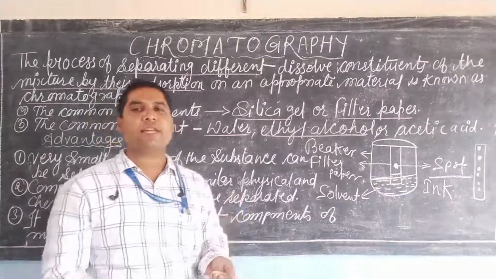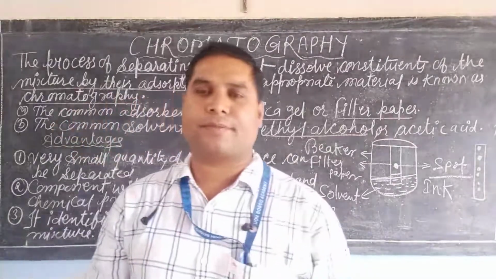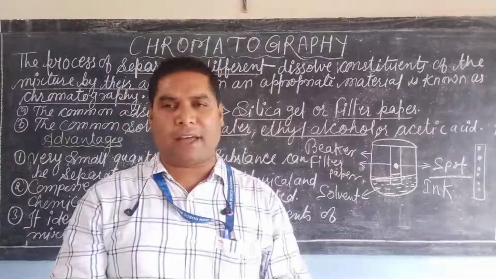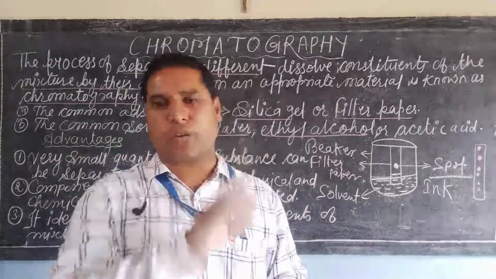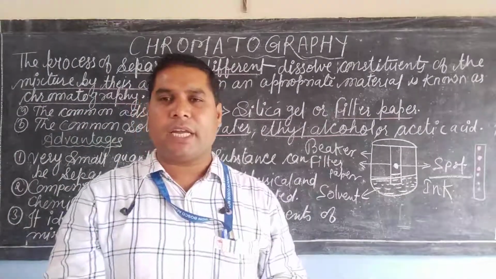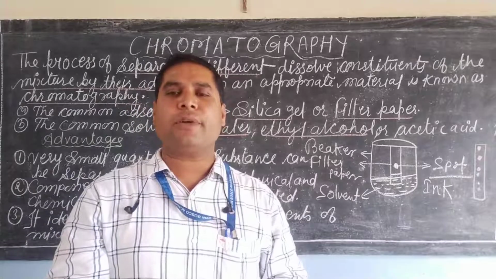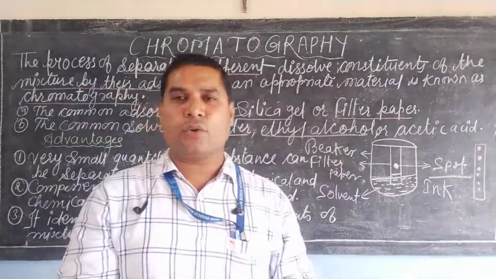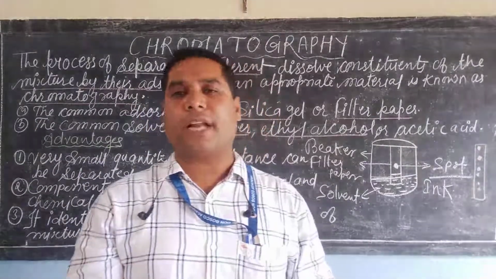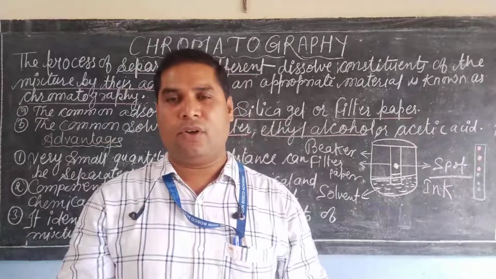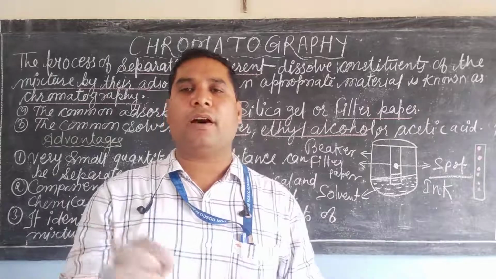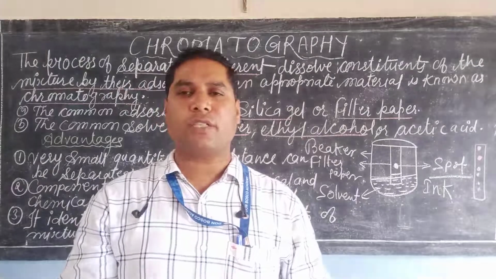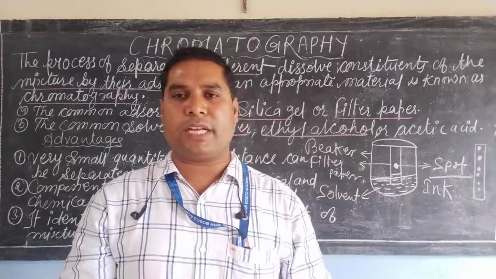Let us know what the uses of chromatography are. Dear student, chromatography is used to separate the pigments of natural color. It is also used in pathological tests to detect the presence of drugs in the blood. Also to separate color in the dye. So these are the different uses of chromatography, dear student.